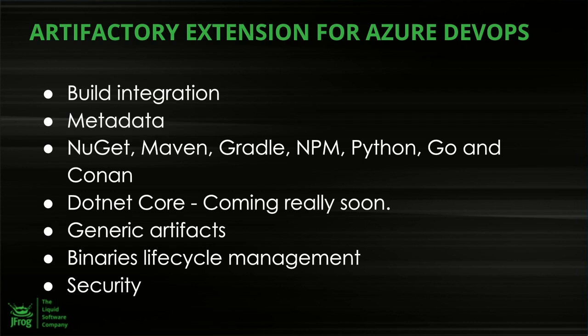And of course, all of this build integration requires deep knowledge and integration with the actual build tools that we use in order to build our software. So there's already integration for NuGet, Maven, Gradle, NPM, Python, Go, Conan, and also Docker. So Artifactory basically has tight integration with, I think today, more than 25 package managers. And all of those package managers that I mentioned as a subset are already supported in Azure DevOps in order to create this tight integration.